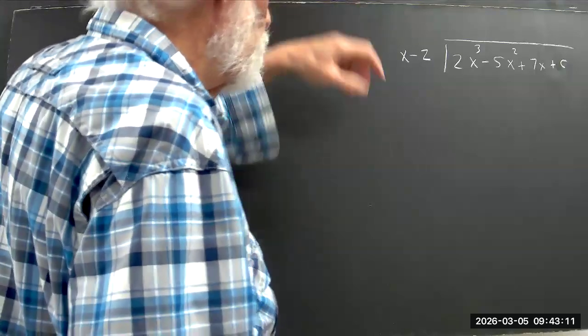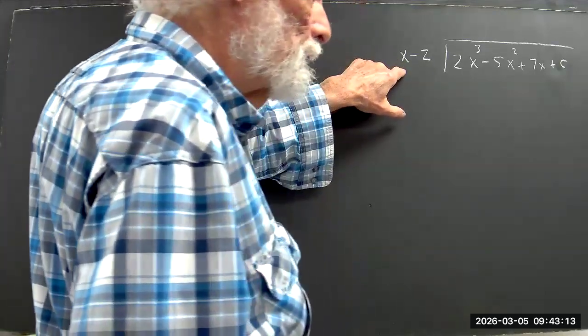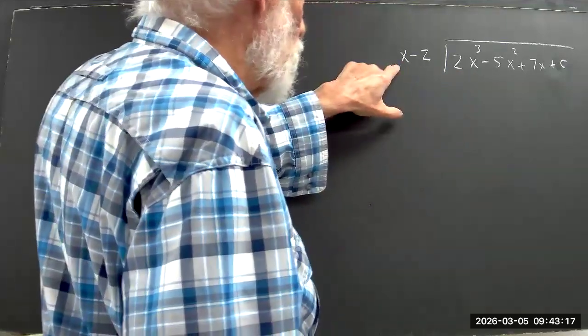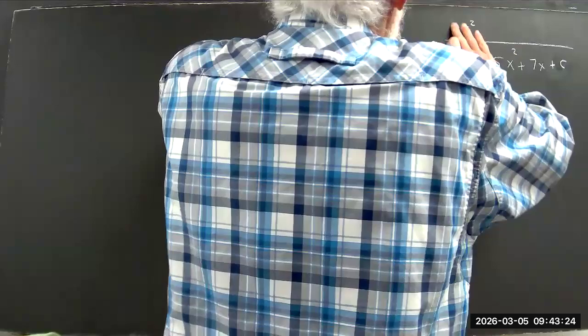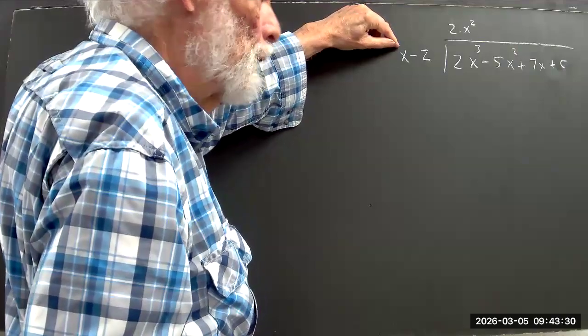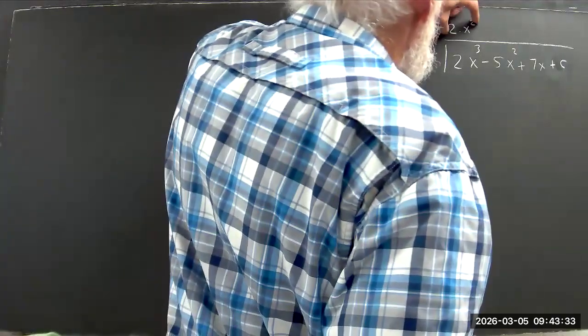Well, we start by dividing the leading term x into the leading term of our polynomial. x divided into 2x cubed is 2x squared. And of course, we can verify that by multiplying 2x squared by x, and that's going to give us 2x cubed. Okay, so we got 2x squared.